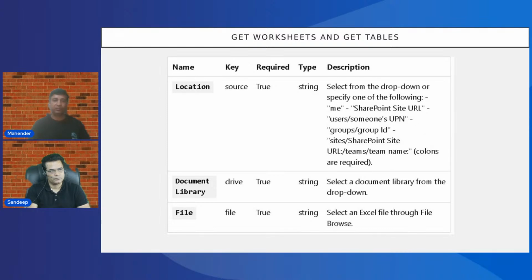So after the location, you select the particular folder, saying this is the folder where my file is. You can select that, and then you will select that file.